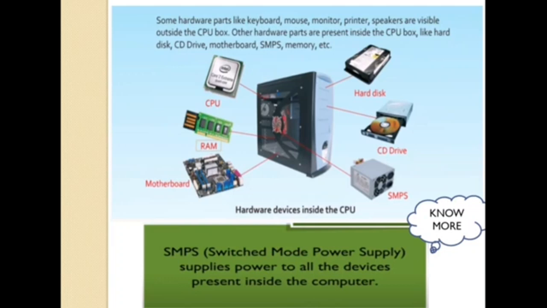So what are they? Hard disk, CD drive, motherboard, SMPS and memories, etc. In this picture, on the right hand side, the hard disk is there, the CD drive is there, the next one is the SMPS, and on this side, the CPU, that is the processor, it is only the processor. The next one is RAM, which is a memory part of the computer. The next one is the motherboard. These are the internal parts of the computer.